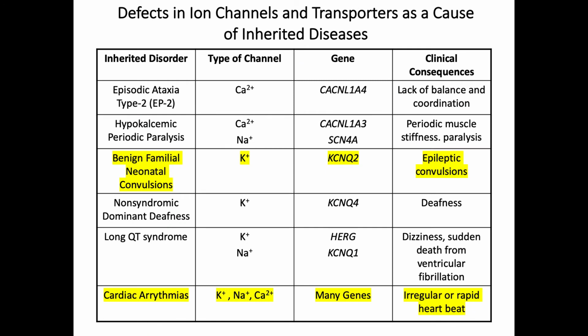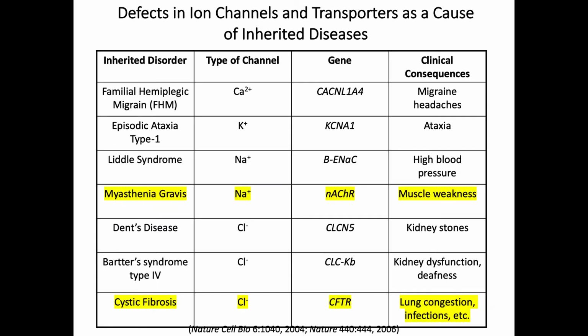All right, the last part that we are going to talk about is some of the defects in ion channels, and why these are so important. Just a couple of them that I highlighted are important. One, benign familial neuronal convulsions, an epileptic convulsion due to a potassium channel. Cardiac arrhythmia can happen from many different genes, potassium, sodium, calcium channel problems. Then myasthenia gravis is a muscle weakness due to the sodium channels.